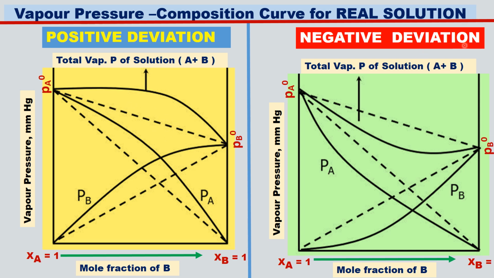For negative deviation, you see here there is a downward curve, and this is downward. So the total vapor pressure of the solution is less than the Raoult's law predicted total vapor pressure. Okay.